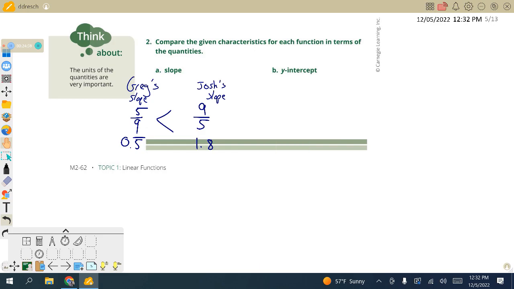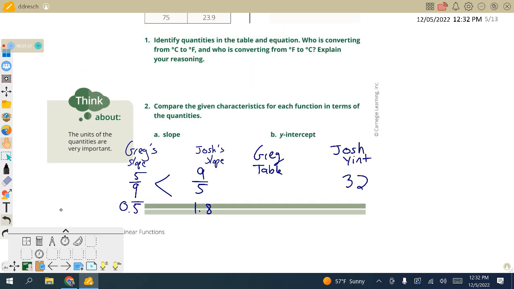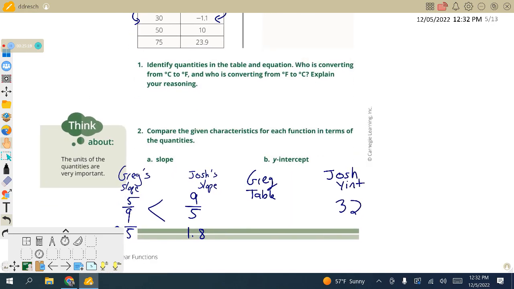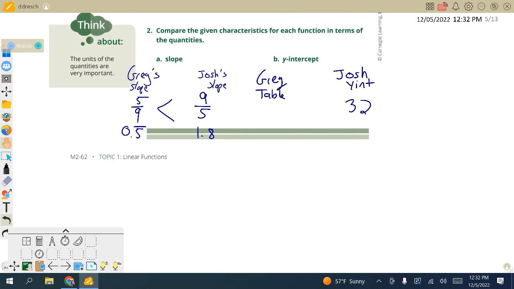Now let's do the same thing for the y-intercept. Josh's is quick to find. Look at the equation. What's the y-intercept for Josh? I'm sorry? 32. The table is not as quick to identify if they don't have 0 up there. Is x 0 up there? No, unfortunately, it is not. So, I will give you that 0 off of there. I don't know what that is off the top of my head. Negative 17.5 is Greg's.